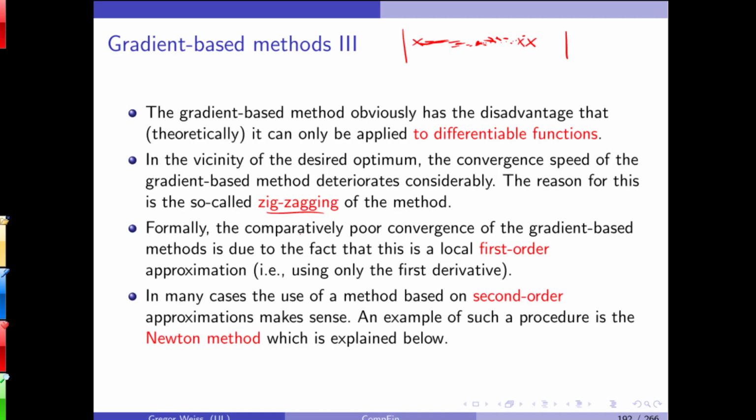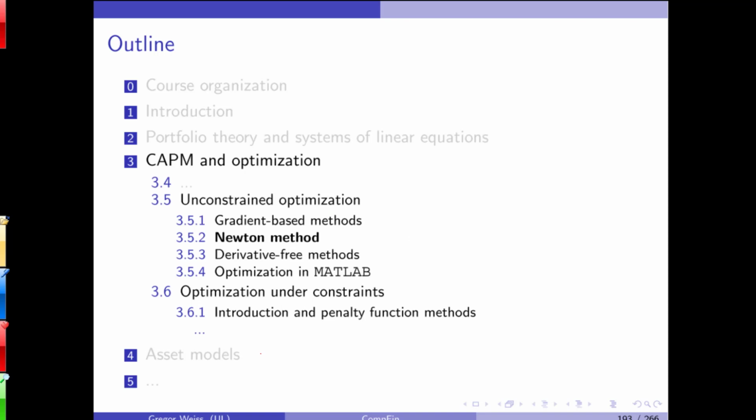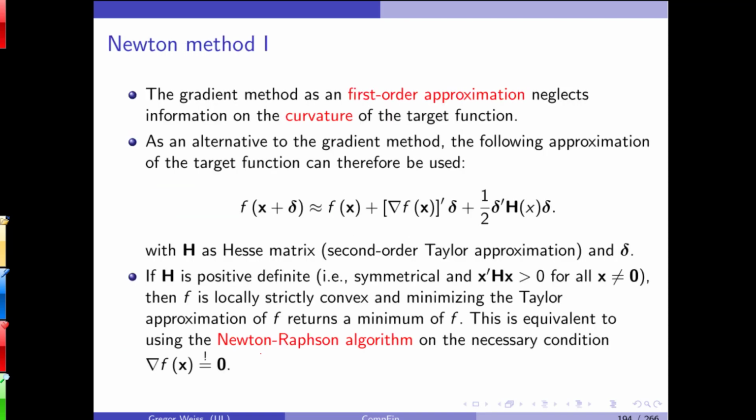And formally, the comparatively poor convergence of the gradient method is due to the fact that you're using a first-order approximation. This is a first-order Newton approximation, and you're only using the first derivative. In many cases, the use of a second-order approximation might yield better results. An example for such a method is the Newton method. That's the second algorithm we want to look at.